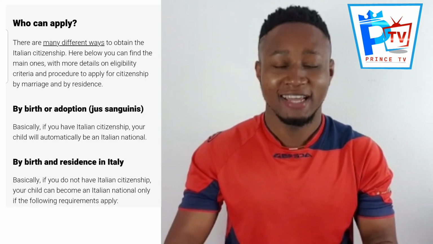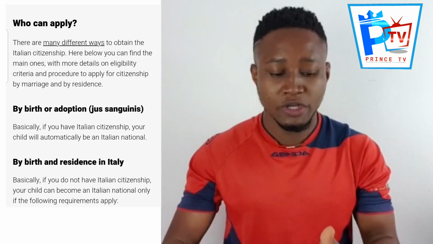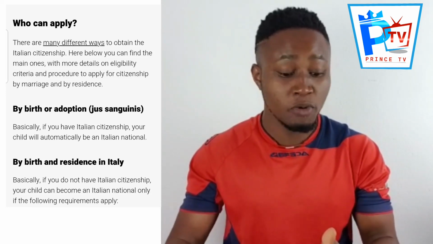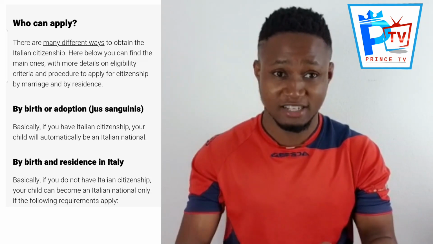Who can apply? He said, there are many different ways to obtain the Italian citizenship. He said, here below you can find the main ones with more details on eligibility criteria and procedure to apply for citizenship by marriage and by residence. Now listen attentively. He said, by birth or adoption, basically, if you have Italian citizenship, your child will automatically be an Italian national. He said, by birth and residence in Italy.